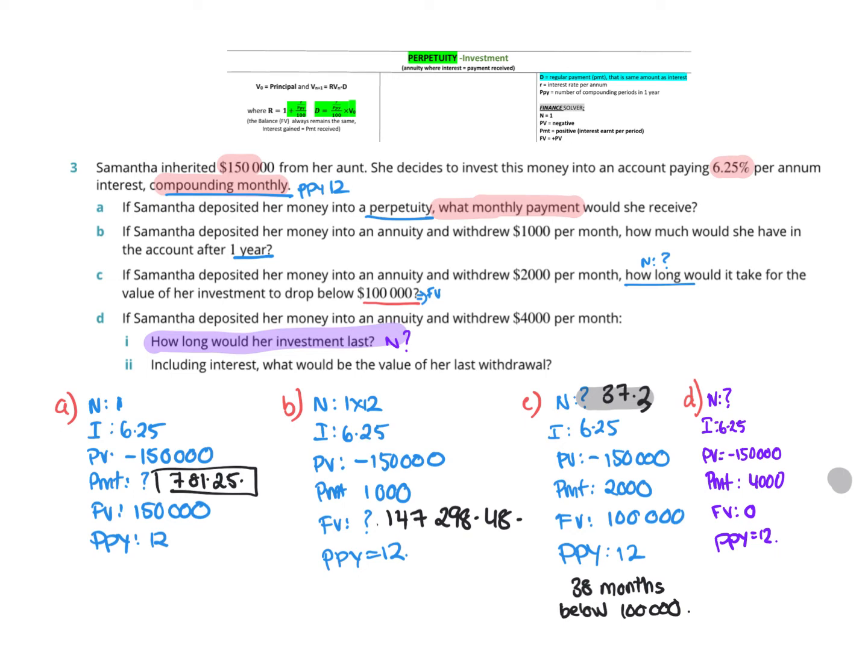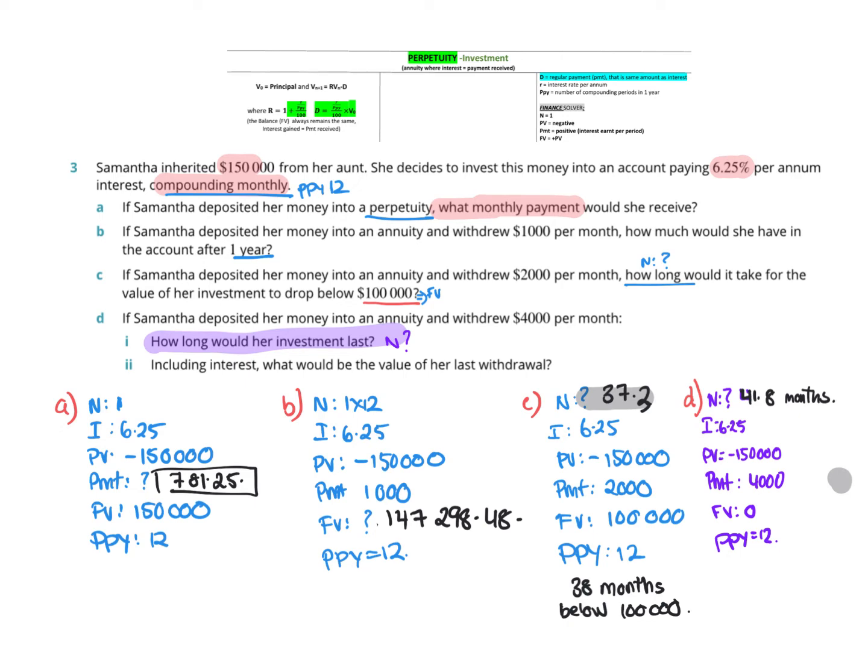Okay, so we get 41.8 months. So we'll just say, it didn't really say, so just leave it with a rounded 41.8 months. So it says, including interest, what would be the value of her last withdrawal?